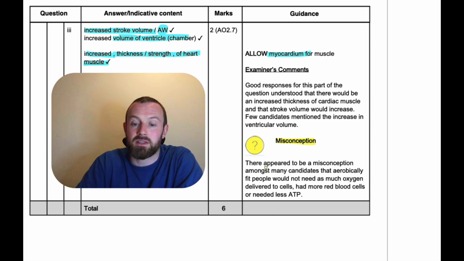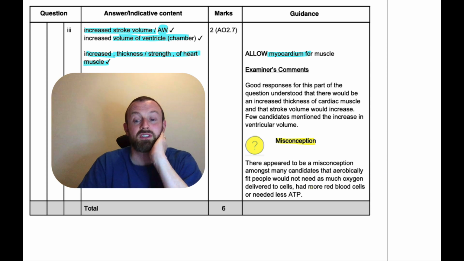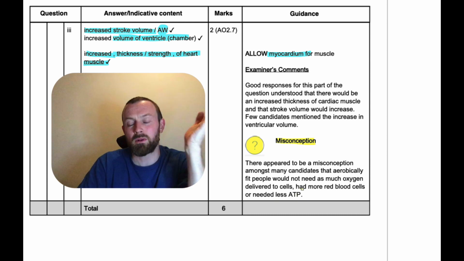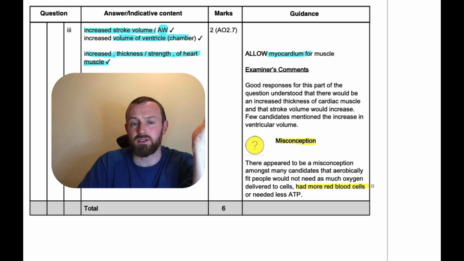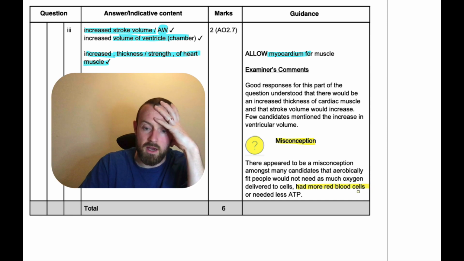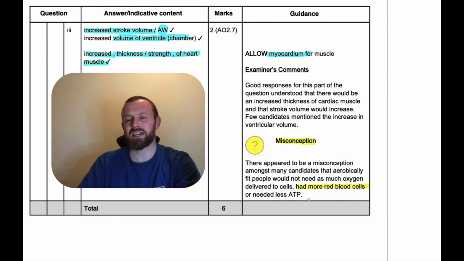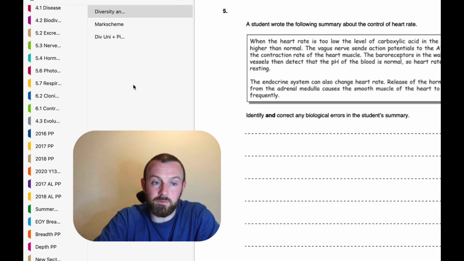The examiner says there appeared to be a misconception amongst many candidates that aerobically fit people would not need as much oxygen delivered to cells, that they had more red blood cells or needed less ATP. I mean, aerobically fit people might have more red blood cells, but that wouldn't mean that their heart would beat slower. They'd certainly need as much ATP to power their muscles, and they need as much oxygen. It's just that the heart itself can change in structure.